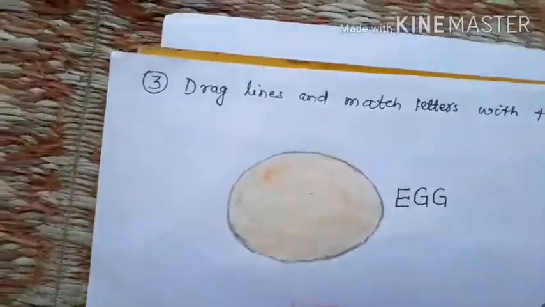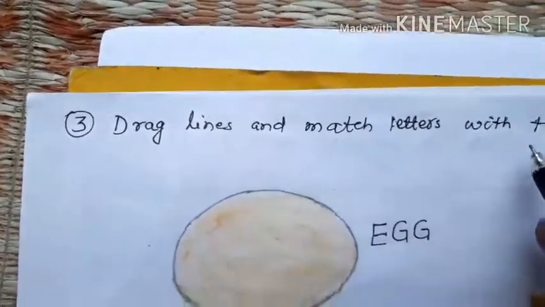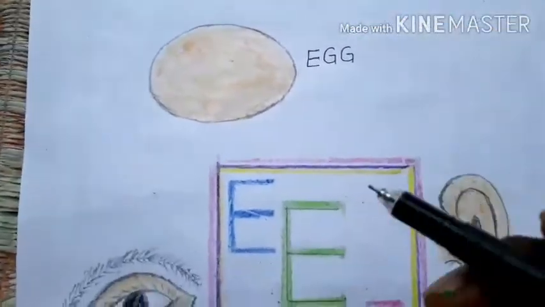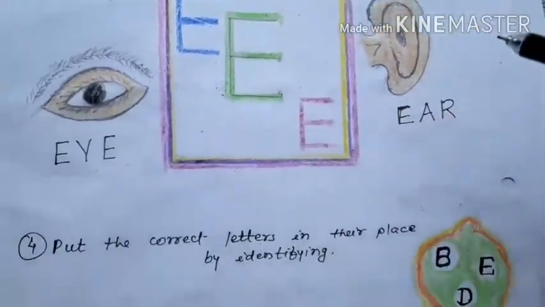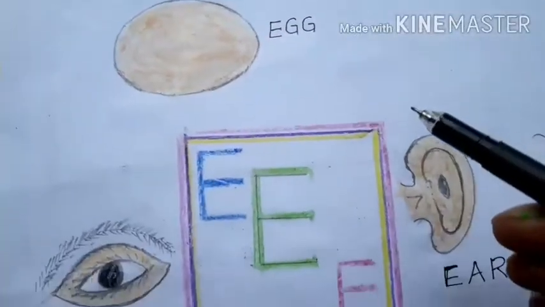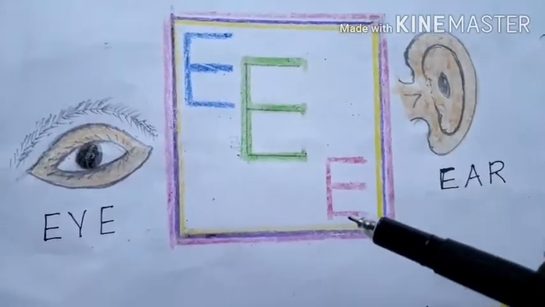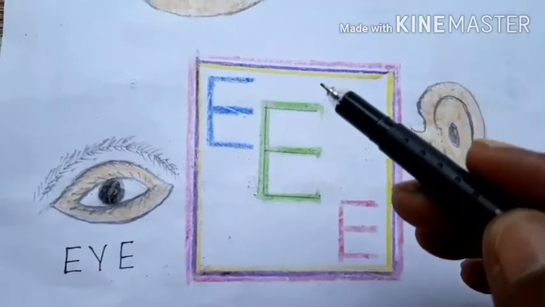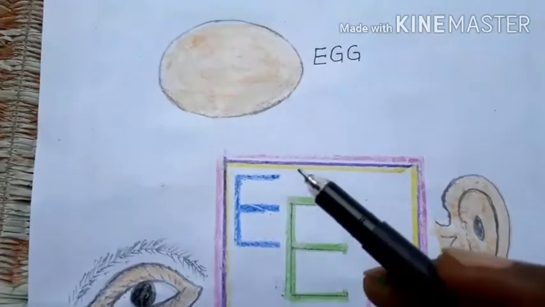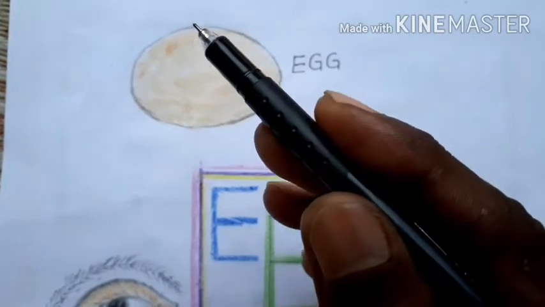Now third, drag the lines and match letter with their picture. Here now look at the given pictures, and in the middle a square is made in which 3 E letters are given. Now here first we see egg.